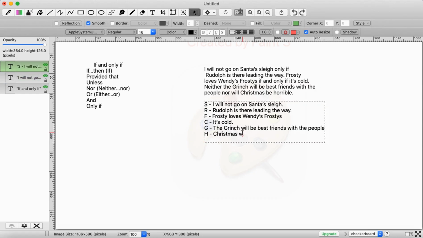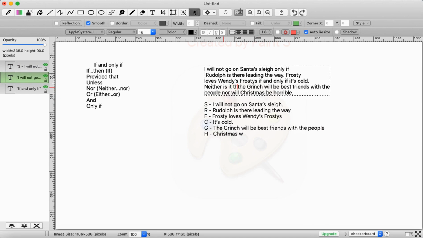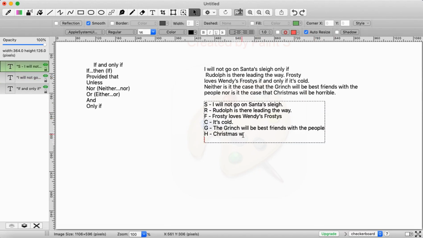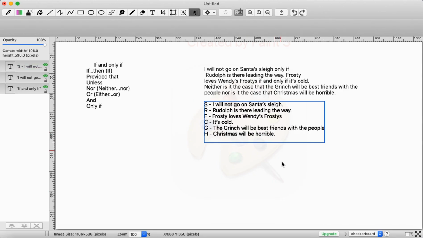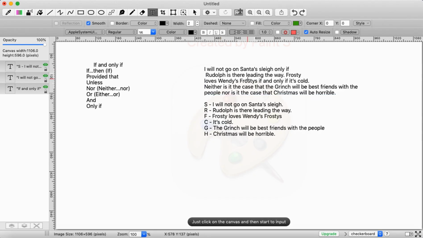I have to change them. Neither, I'm going to put is the case. Is it the case that the Grinch will be best friends with the people, nor is it the case that Christmas will be horrible. That's what I meant earlier when I had to add is it the case so that the writing would make sense. Okay, so there we go. Added more variables. Now let's write this out in variable form.